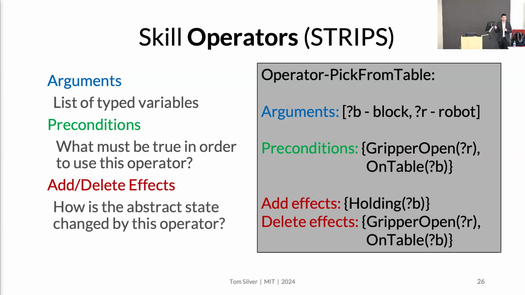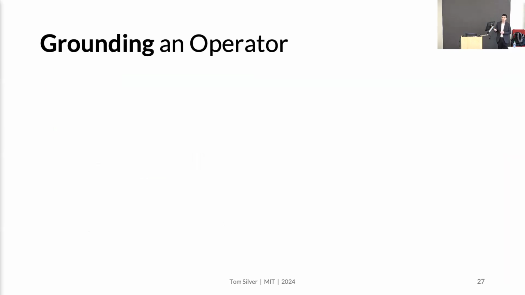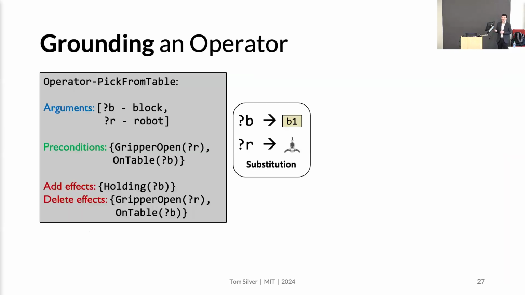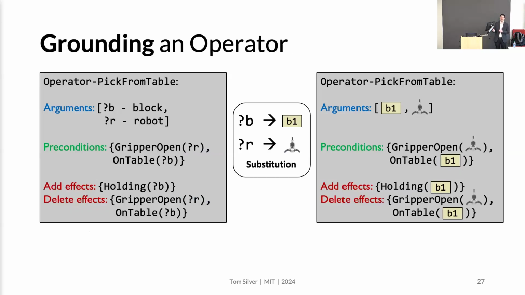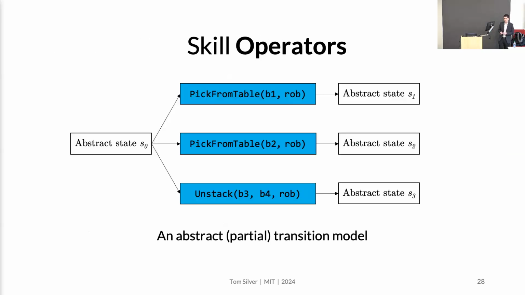So we have add effects, which are what gets added to the abstract state, and then delete effects, which is what gets removed. In this example, what gets added when you're picking something from the table is that you'll be holding that block. And what's deleted is that the robot's gripper will no longer be open and the block will no longer be on the table. Altogether, this is an operator, and it's a lifted representation because we're not talking about specific objects yet. But we can take an operator and ground it by substituting in specific objects for those placeholder arguments. Then we end up with a ground operator like the one shown there, which is talking about specifically picking up block 1 with a particular robot gripper.